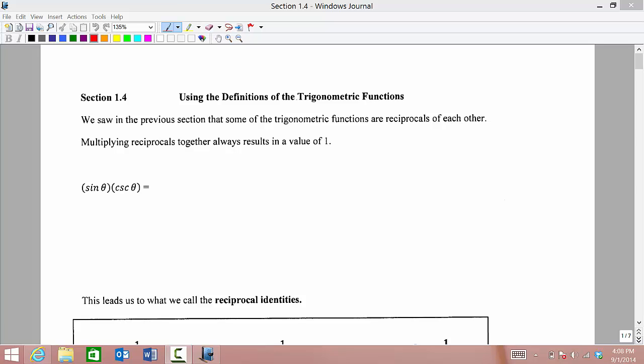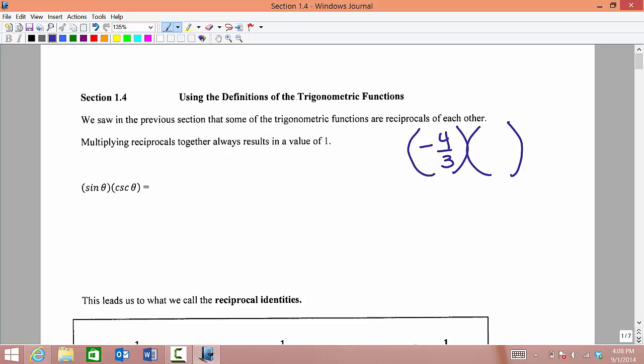One thing that we know is that multiplying reciprocals together should always result in a value of 1. So let's take, for example, the number -4/3. If I multiply -4/3 by its reciprocal, I should get +1. And its reciprocal, of course, would be negative. Remember, reciprocals always have the same sign. That would be negative, and then we flip the fraction and we get -3/4. So a negative times a negative gives us a positive. The 4's would cancel, the 3's would cancel, and that would leave us with 1's everywhere. So we do get +1 as we multiply those two reciprocals together.